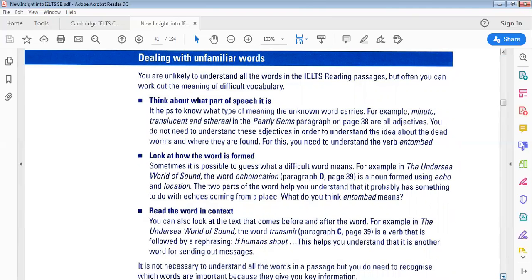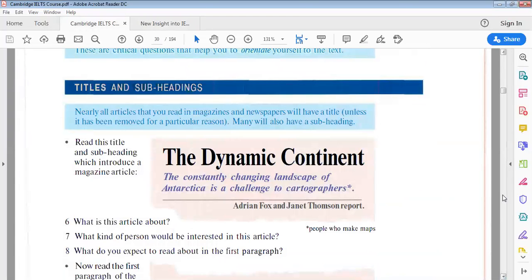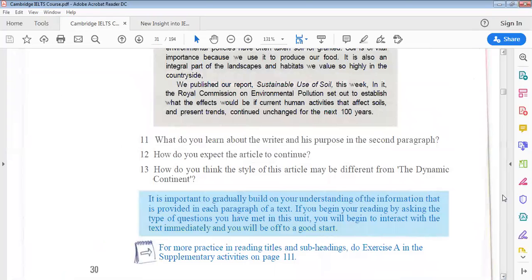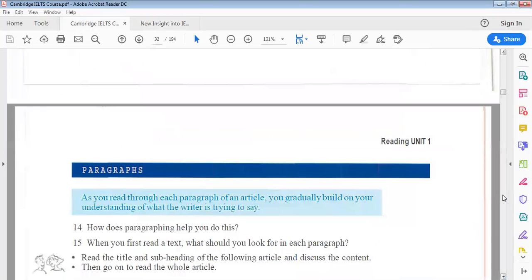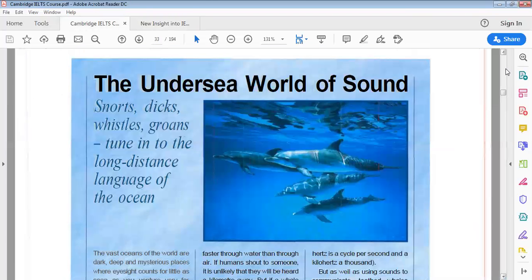Okay, the class is over. Oh yeah, I forgot. This is orienting yourself to the text, from Vanessa 20 years back. The same things she has discussed: reading the title, what the article is about, what I learn about the writer and the purpose, and the paragraphs.